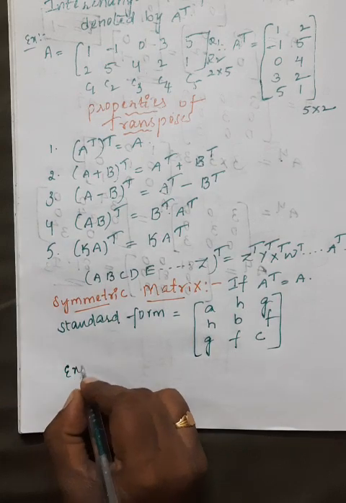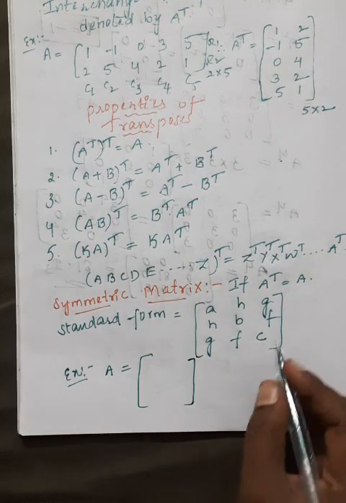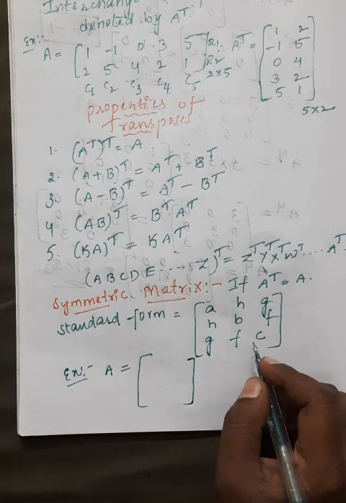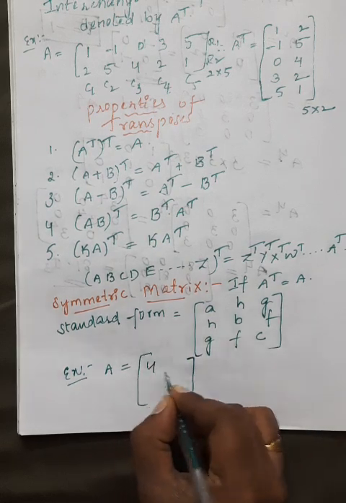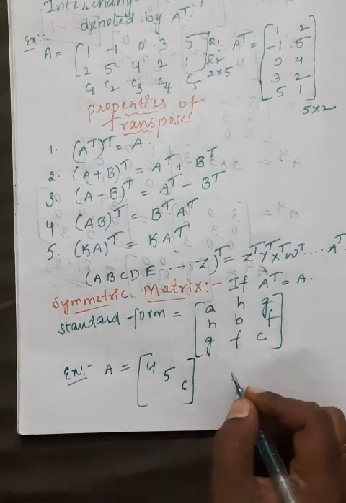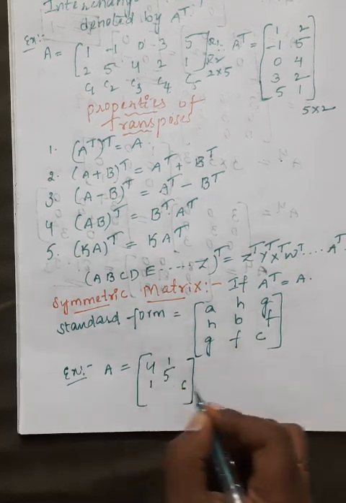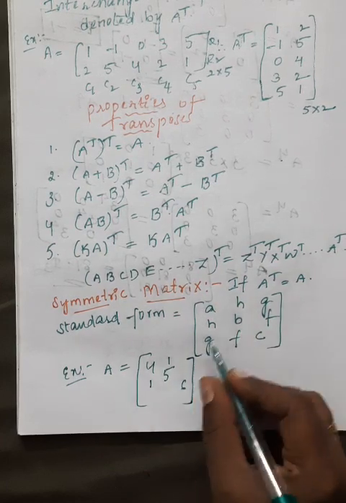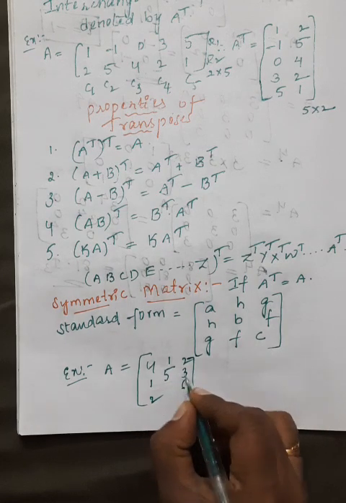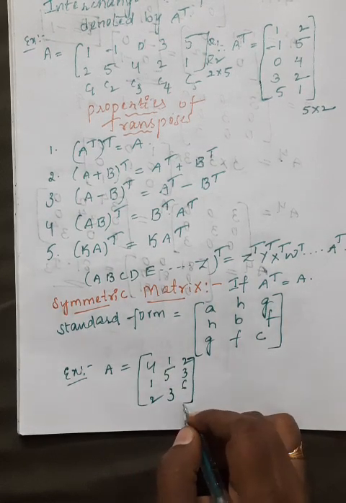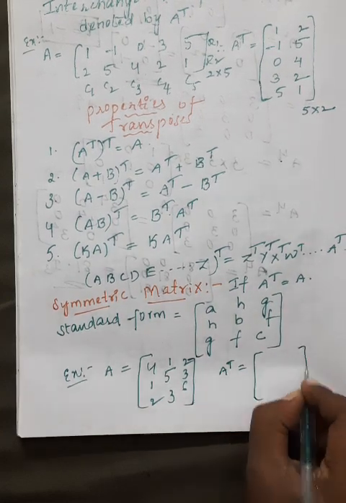For example, if you consider a matrix A equal to, then we can create any number of matrices from this standard form. So here in place of A, B, C I am taking 4, 5, 6, in place of H I am taking 1, 1, in place of G I am taking 2, 2, in place of F I am taking 3, 3. So this is a symmetric matrix. If you do transpose for this matrix also, you will get the same answer.